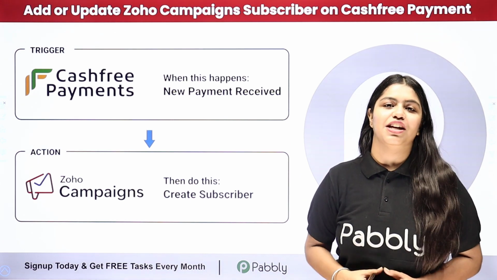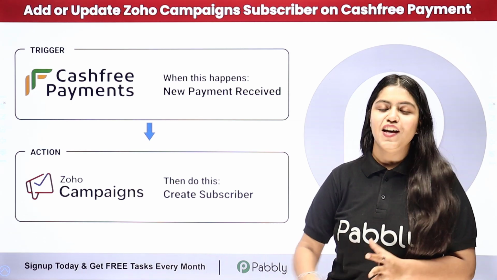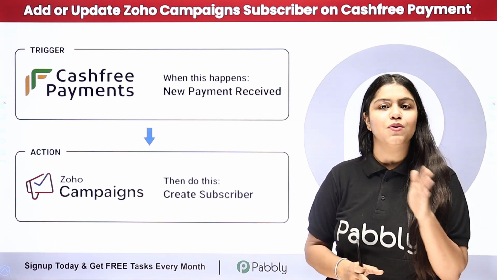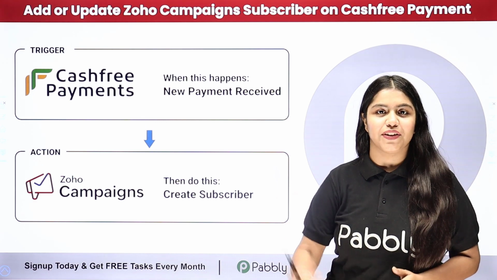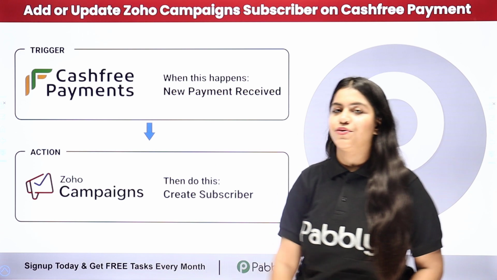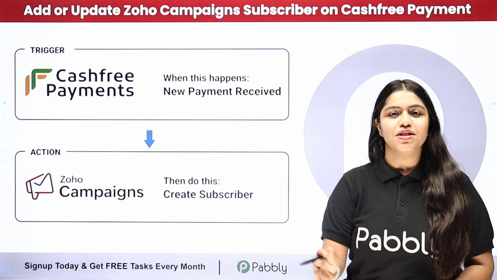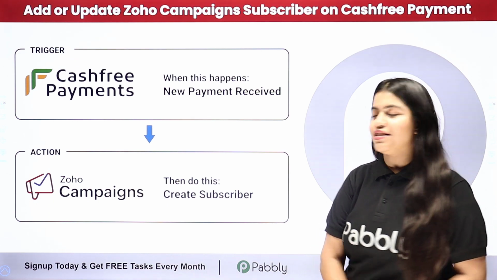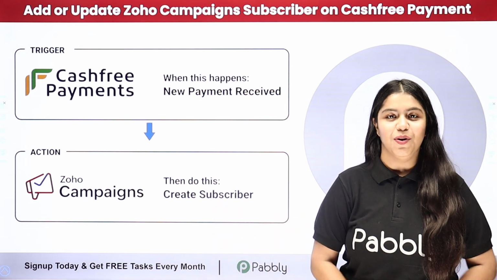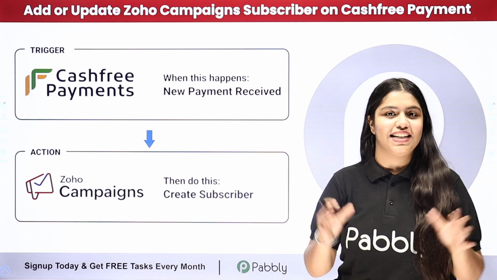So over here I'm running an edutech company and we sell our courses online with the help of Cashfree. Now what I want is that as soon as someone purchases my course with the help of Cashfree, and as soon as we receive a new payment, automatically with the same customer details, a new subscriber should be created or updated in my Zoho Campaigns account too, so that we can create targeted email marketing campaigns for all of these customers.